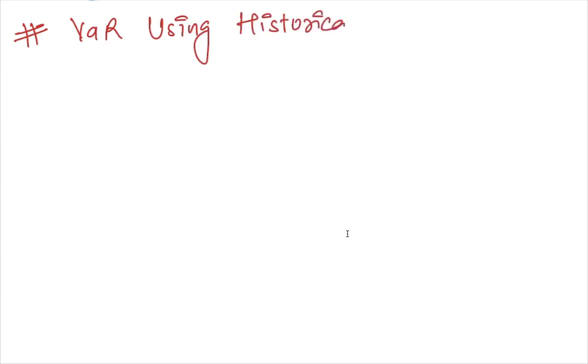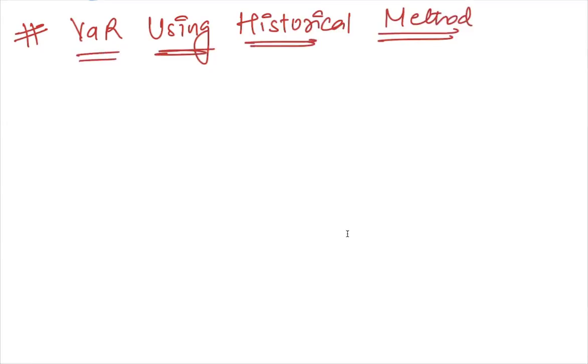So in this session, let's understand how we can calculate value at risk using the historical method. The first thing is, what is this historical method? You might be thinking, what is this historical method?